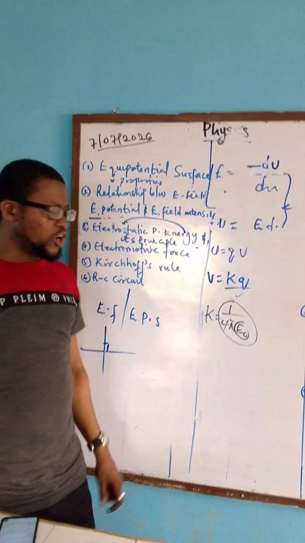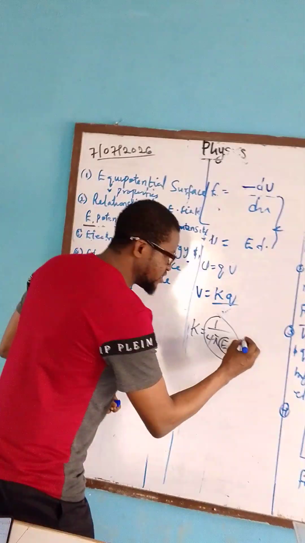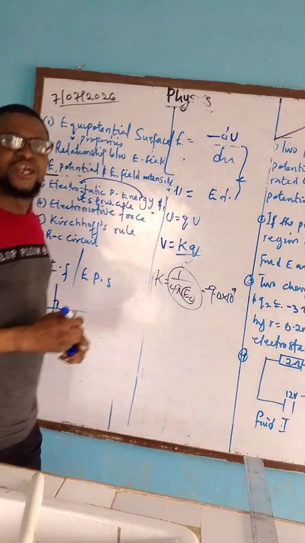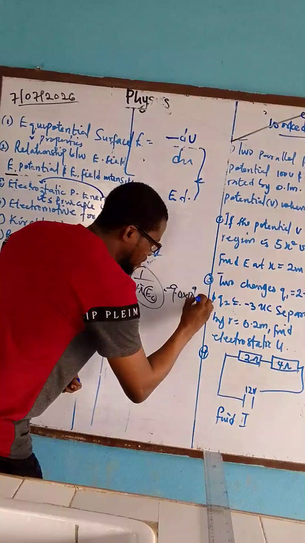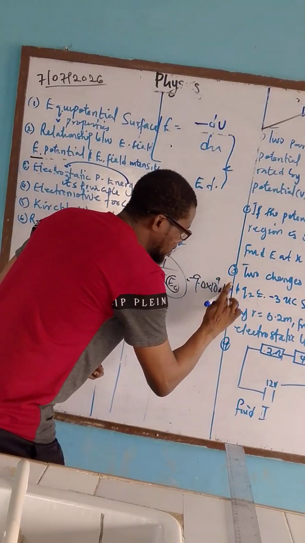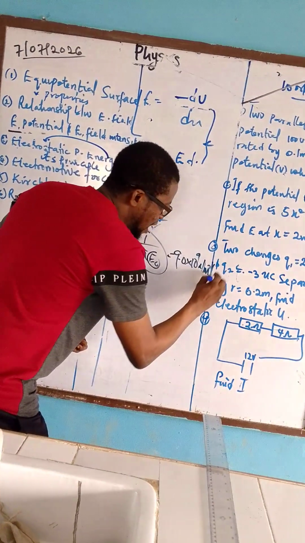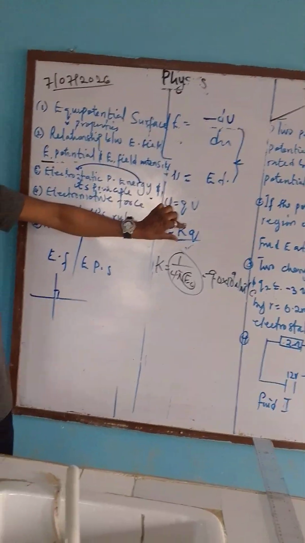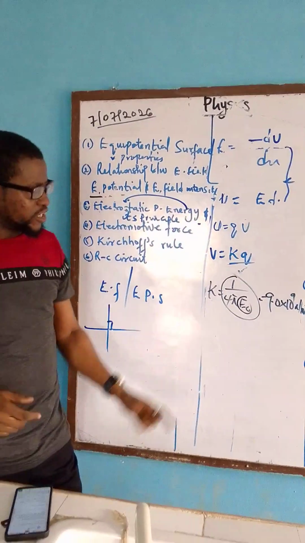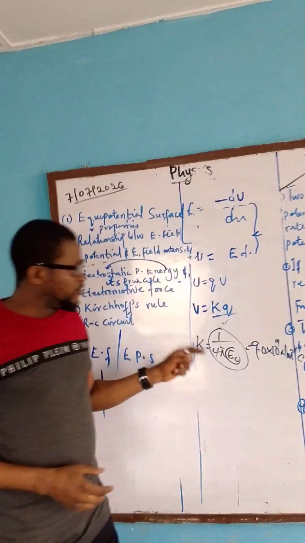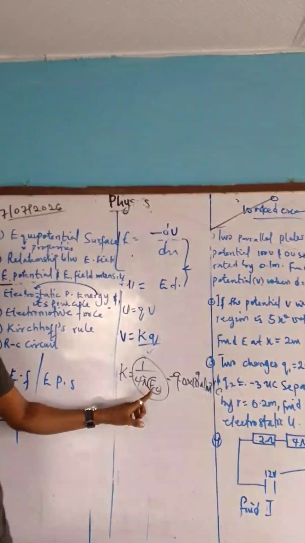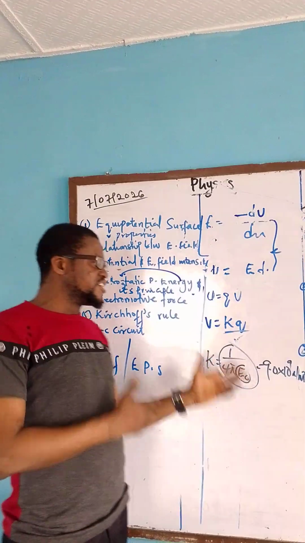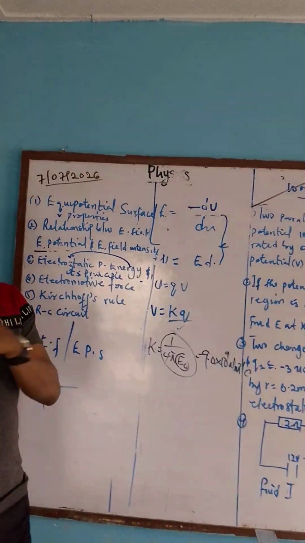But when you don't know E naught and you need a value for K, K is the same thing as 9.0 times 10 raised to power 9 Newton meter square per coulomb square. Now let me repeat it again. K is called a constant. And how do you go for K? This is the formula. But for you to use this formula in getting K, you need E naught, which is called permittivity. But most of the time we need this K, but E naught is not always given.